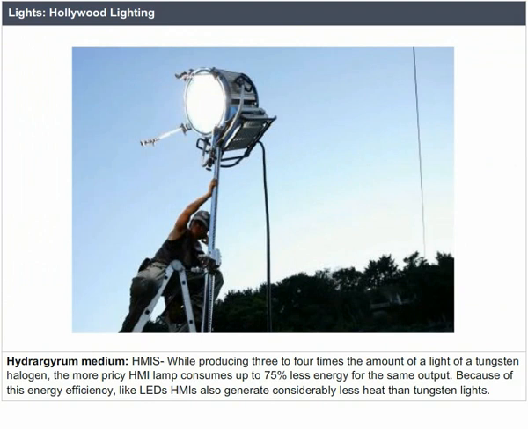Hydrargyrum medium-arc iodide, HMIs. While producing 3 to 4 times the light of a tungsten halogen, the pricier HMI lamp consumes up to 75% less energy for the same output. Because of this energy efficiency, like LEDs, HMIs also generate considerably less heat than tungsten lights.